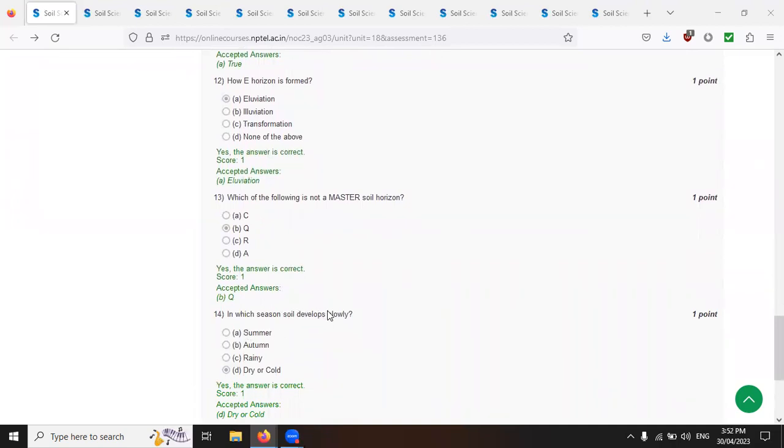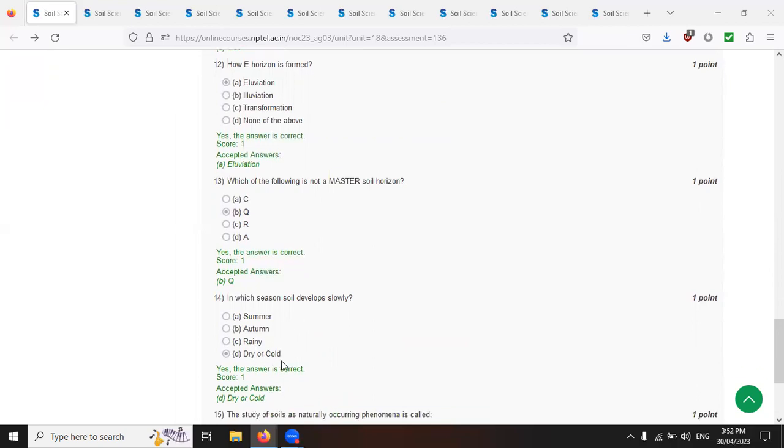In which season does soil develop slower? Is it summer, autumn, the rainy season, or the dry and cold season? So which one breaks down slower? When it's dry and cold, because you need water and you need heat.